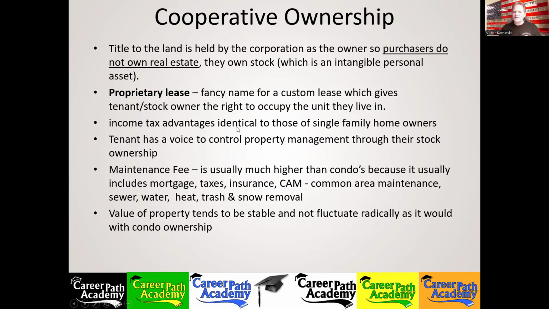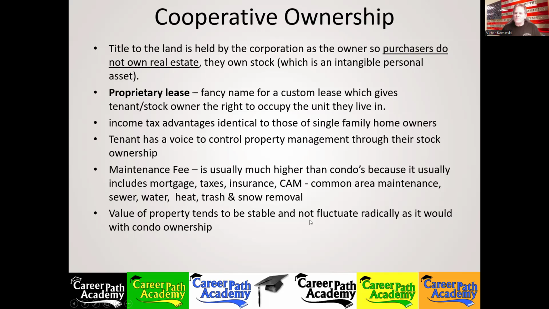Income tax advantages are identical to those of single-family homeowners. The tenant has a voice to control the property through their stock ownership, and the maintenance fee is usually much higher than it is in condos because it usually includes your mortgage, taxes, insurance, CAM, common area maintenance, sewer, heating, trash and snow removal, etc. And the common area maintenance charge, that's like the landscaper and all that stuff, taking care of all the common areas, the pool, the recreational facilities, yada, yada.